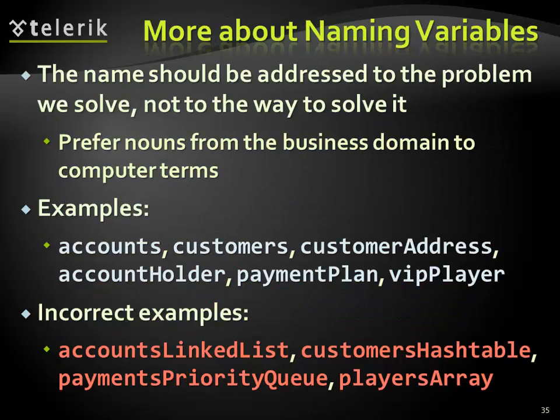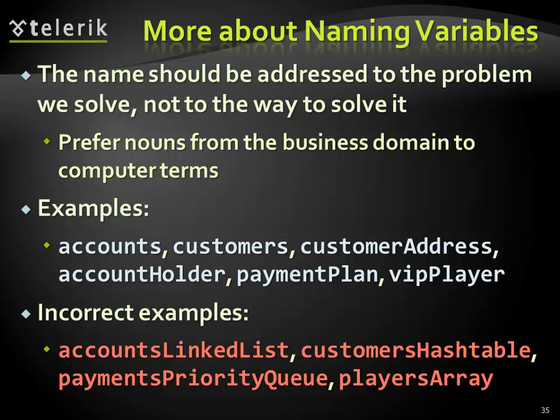The name should always address the problem that we try to solve with the variable, not how we're going to solve it. Good names would be accounts, customers, customerAddress, accountHolder, paymentPlan, vipPlayer, instead of accountsLinkedList, indicating that we're going to solve the problem with the accounts by putting them into a linked list, or customersHashTable, or paymentsPriorityQueue. Certainly, if that adds any further meaning to your name, then you can leave it as paymentPriorityQueue. But if it is just to say what the type of the payments object is, don't use that.